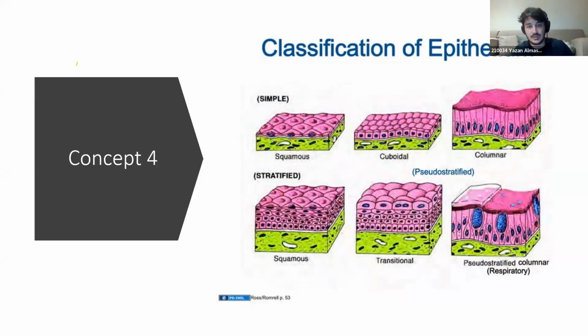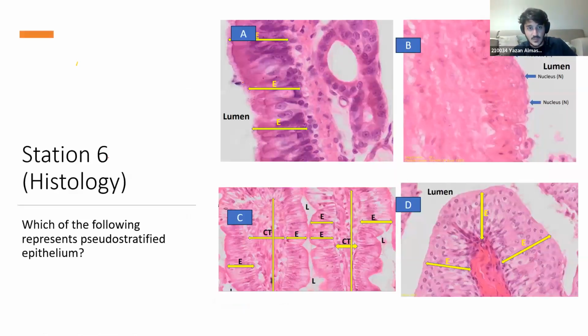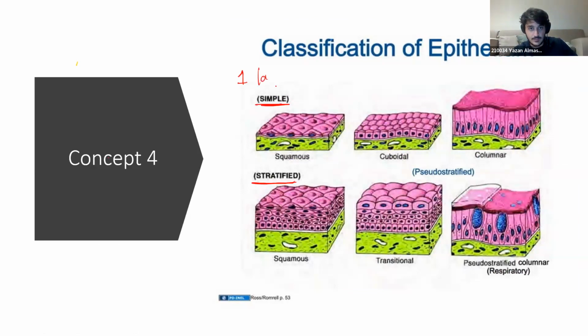Okay, we have 6 types of epithelium. We have simple, first of all, and we have stratified. So simple means there's only one layer, okay? One layer. Stratified means 2 or more layers. Okay? So this is, first of all, the first classification.